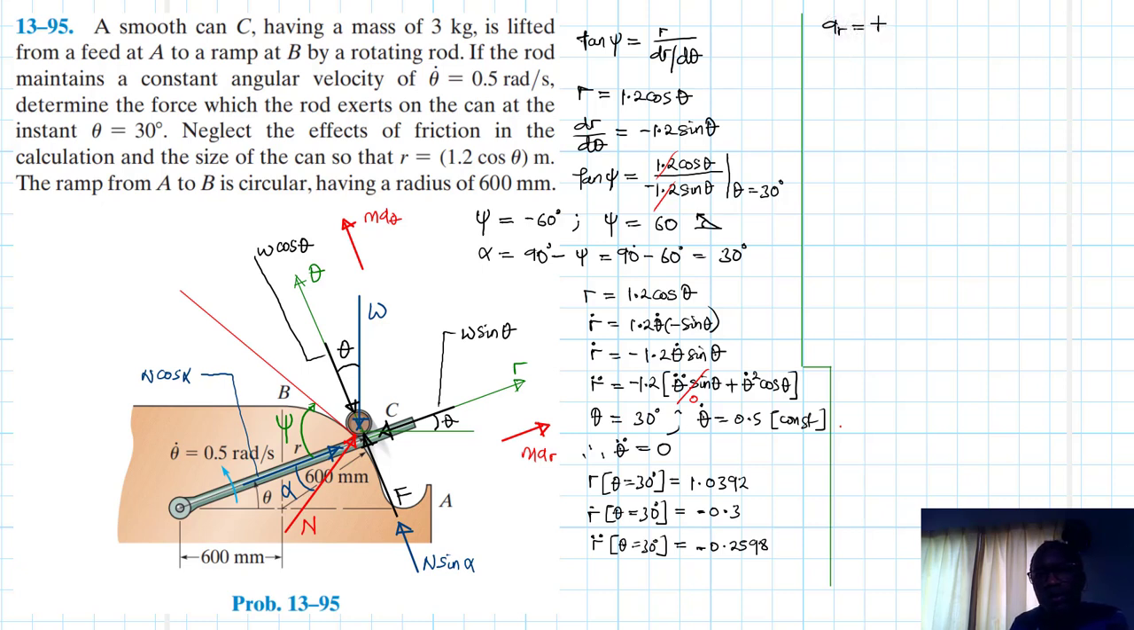So our a_r is equal to r double dot minus r theta dot squared. This is equal to minus 0.2598 minus r, which is 1.0392, times 0.5 squared. Therefore a_r will be equal to minus 0.2598 minus 1.0392 times 0.5 squared. This gives us minus 0.5196.